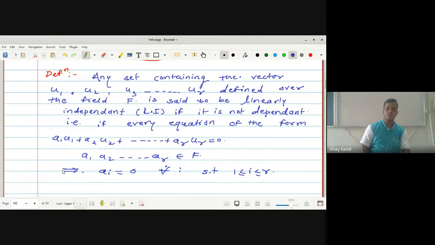Okay, we say that the vectors are linearly independent if we assume that the linear combination is equal to 0 and all the scalars a1, a2 up to ar must be 0. Then we can say that the vectors are linearly independent. Okay, any doubt?